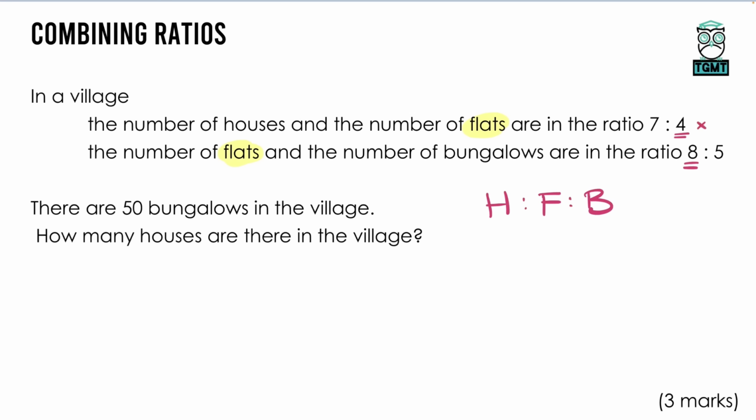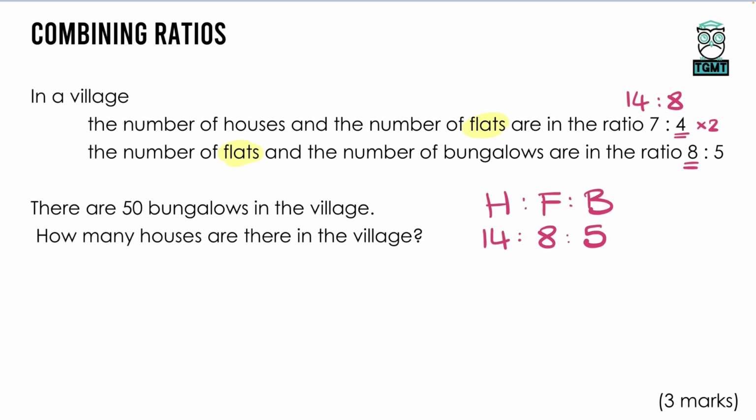To do that, I just need to multiply this top ratio by 2. So that would become 14, and the 4 would become 8. The 8 now matches, and I can just put all my numbers in my three-part ratio. So houses is 14, flats is 8, and bungalows is 5. That hasn't changed, that second ratio.